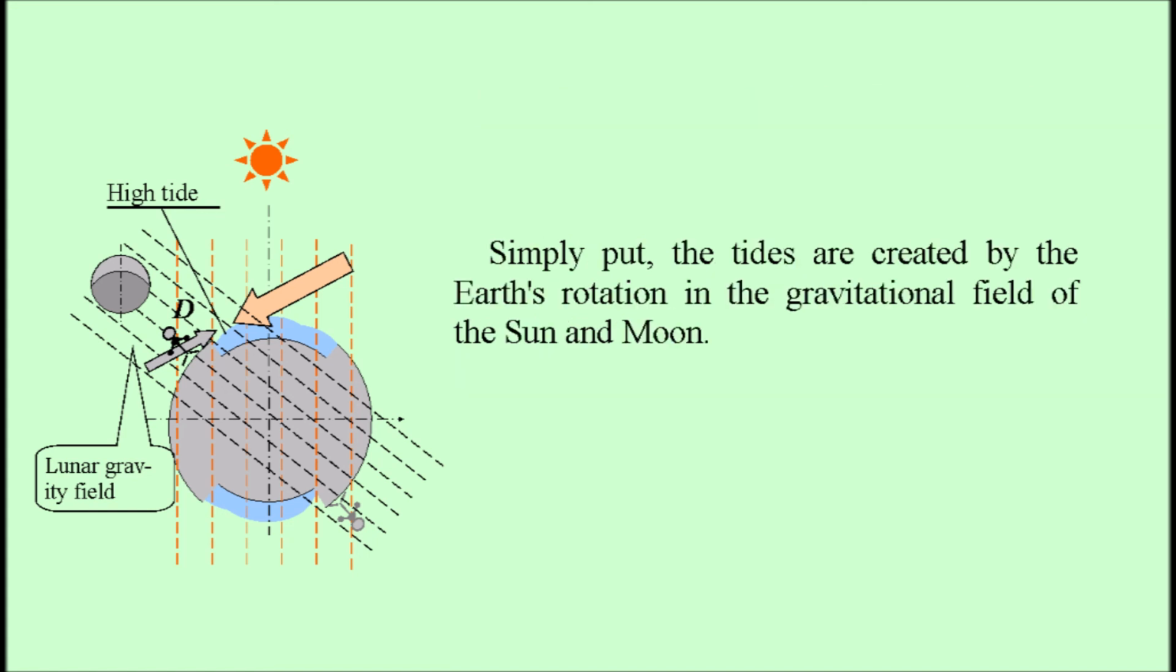Simply put, the tides are created by the Earth's rotation in the gravitational field of the Sun and Moon.